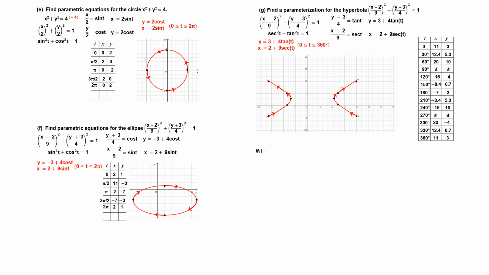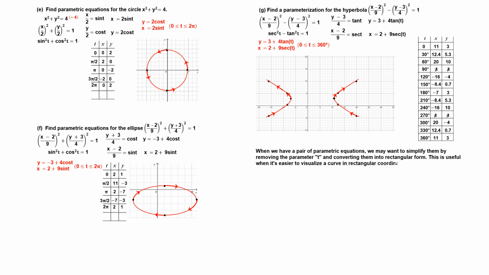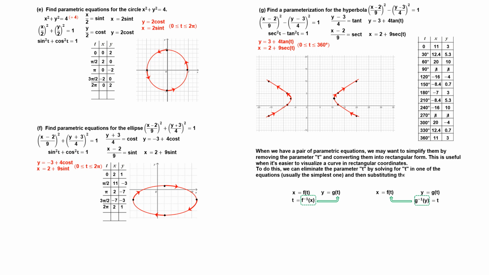When we have a pair of parametric equations, we may want to simplify them by removing the parameter t and converting them into rectangular form. This is useful when it's easier to visualize a curve in rectangular coordinates. To do this, we can eliminate the parameter t by solving for t in one of the equations, usually the simplest one, and then substituting the result into the other equation. This will give us a new equation in terms of x and y, known as a rectangular equation.